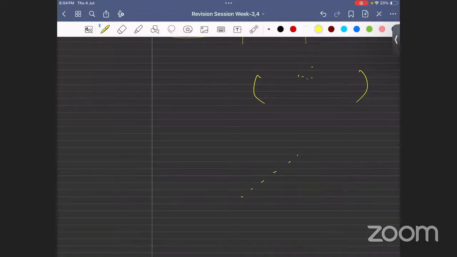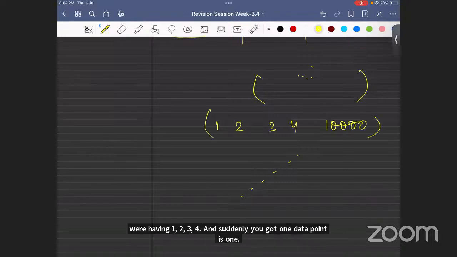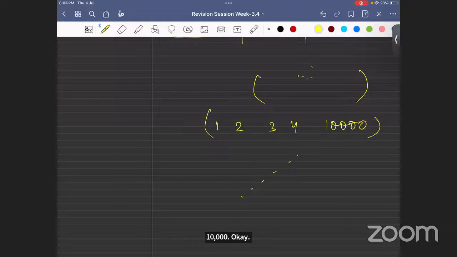Are you getting me? See, you have some data points. So you were having 1, 2, 3, 4, and suddenly you got one data point as 10,000. Okay. So if you calculate, your mean will also get impacted. Your standard deviation will also get impacted from this outlier. Are you able to understand this or not? Yes, sir.